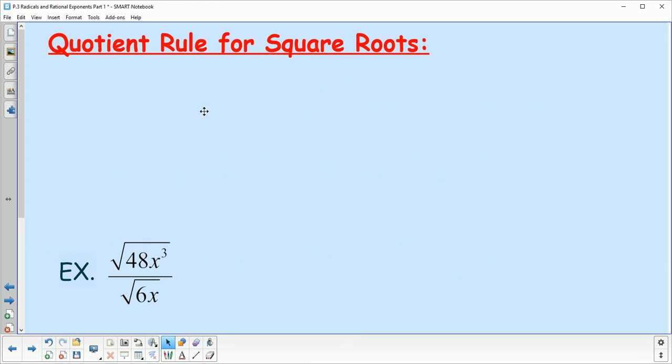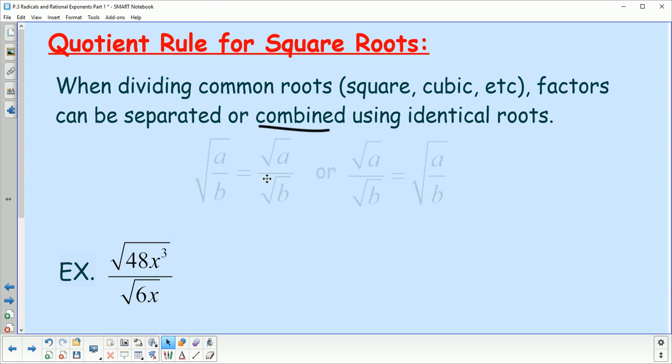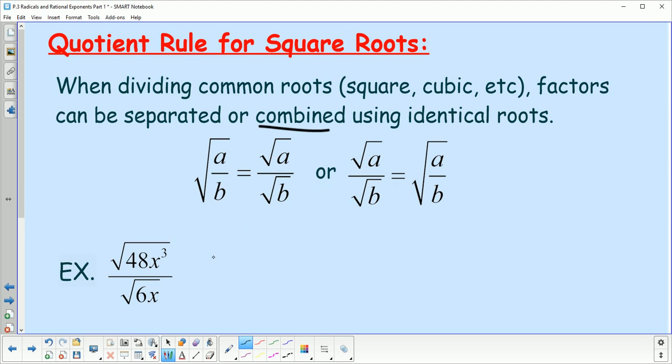Okay, we also have the quotient rule, which essentially says the same thing. When we're dividing, again, common roots, the factors can be separated or combined, and in this example down here we're going to be combining, as long as we're using identical roots again. So same basic idea. Here we have one combined and we separate them, or if they are separated, we can combine them, which is what we said we're going to do in this one. We want to combine them, and again, the reason we do that is because it may simplify things under our square root, or our root, whatever it is.